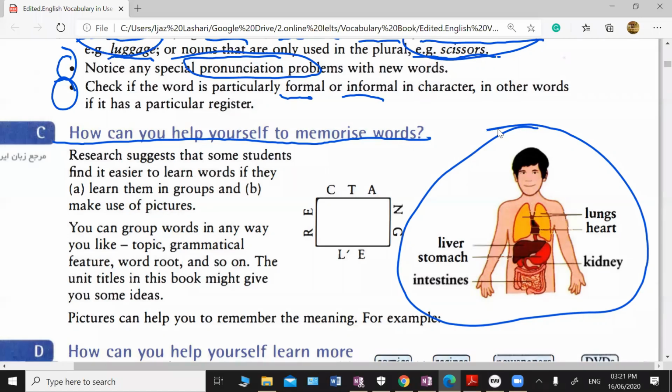I'm not a science teacher, I can't give you long details. Yes, you're right, the circulatory system.